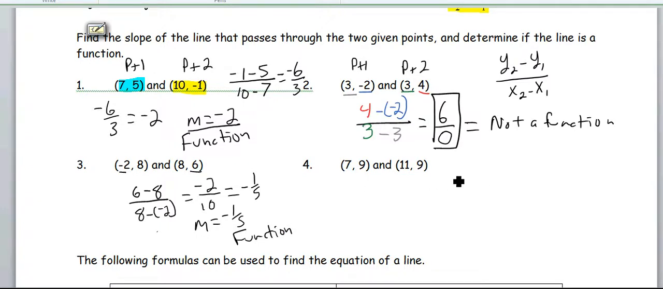Let's try number 4. I'm going to take my y value from point 2, subtract my y value from point 1, take my x value from point 2, subtract my x value from point 1. I end up with 0 divided by 4. Well, we can do 0 divided by something. That is 0. So my slope is 0. I do have a slope, so that means it is a function.